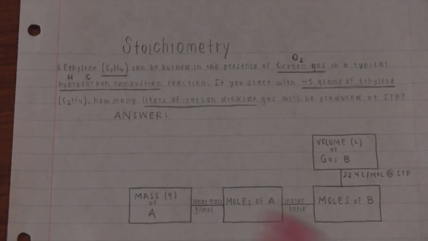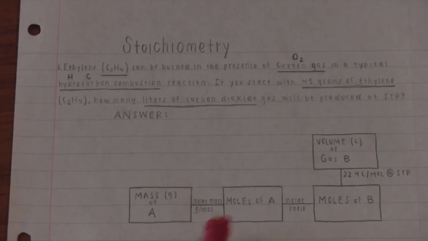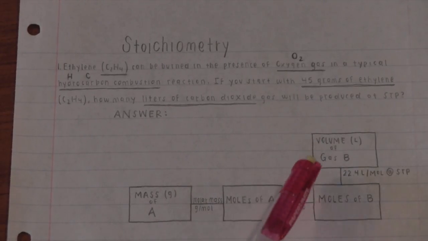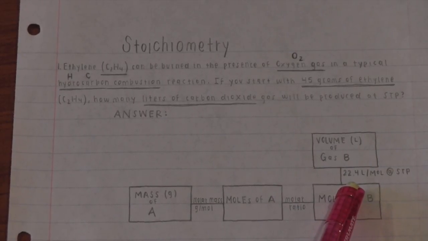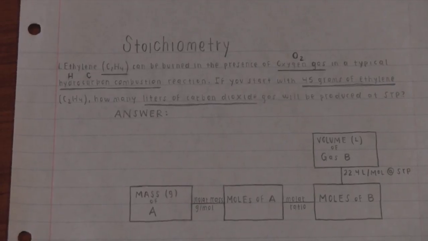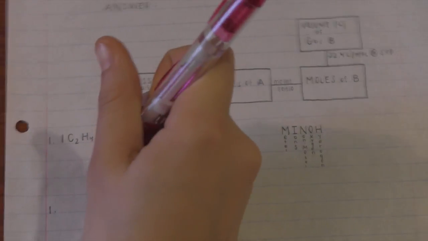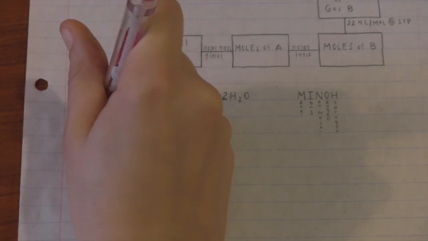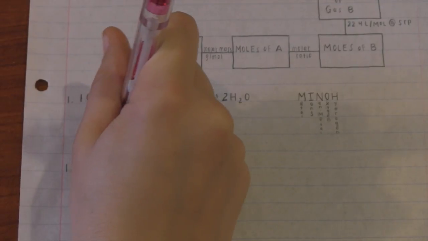So you have to first start with your mass of A, which is 45 grams of ethylene, go to moles of A using molar mass, go to moles of B using the molar ratio, and then finally go to volume of gas B, or carbon dioxide, using 22.4 liters per mole. So when first setting it up, you want to use 45 grams C2H4, and that is over 1.